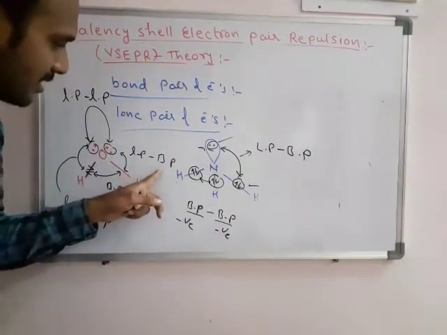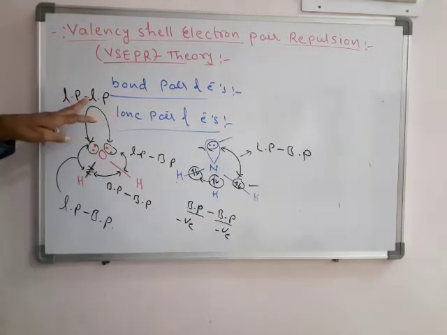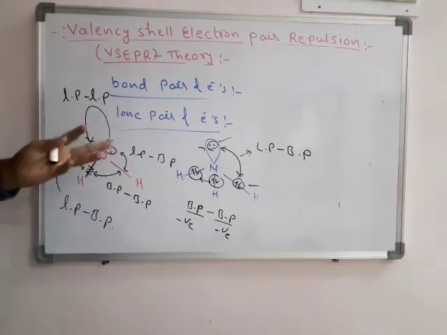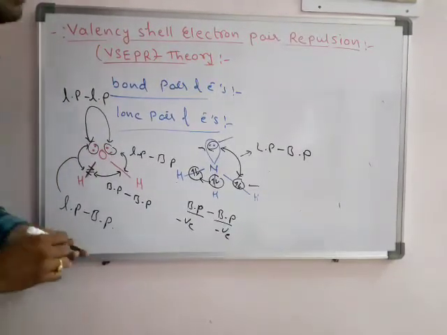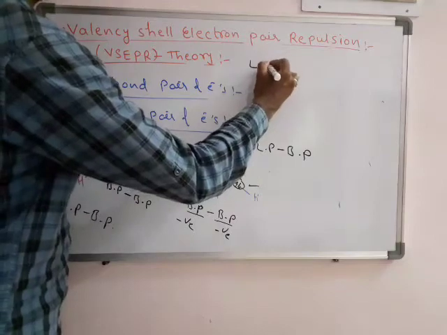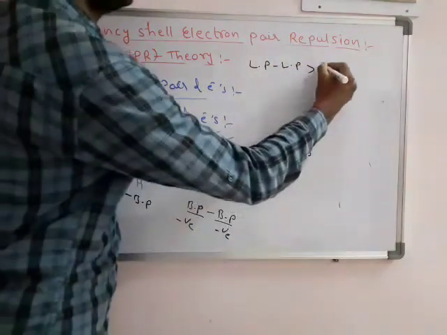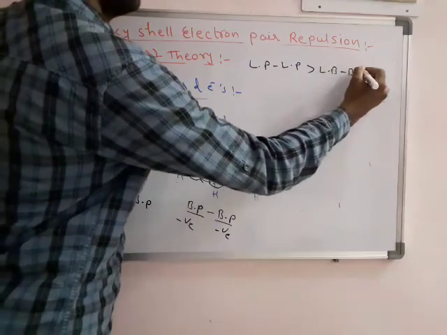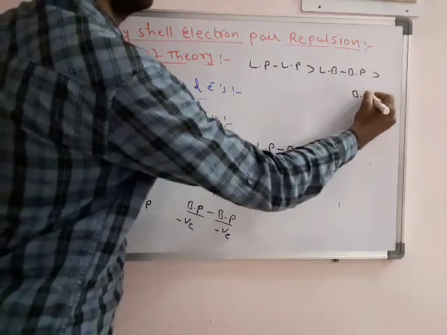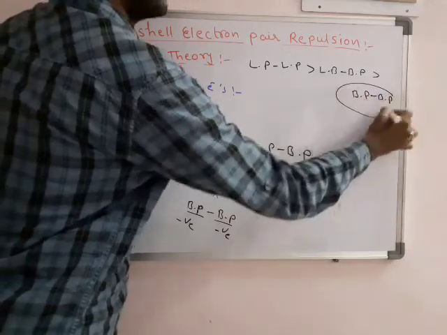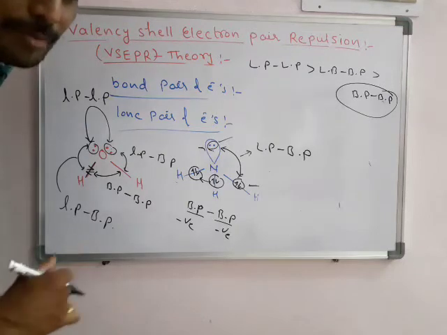Here one is fixed, the other has more space. Here both have high movement, two lone pairs, so they have very high movement. So we can say that LP-LP repulsion is more than LP-BP repulsion, and LP-BP repulsion is more than BP-BP. Generally BP-BP repulsion is negligible. It does not affect the shape of the molecule.